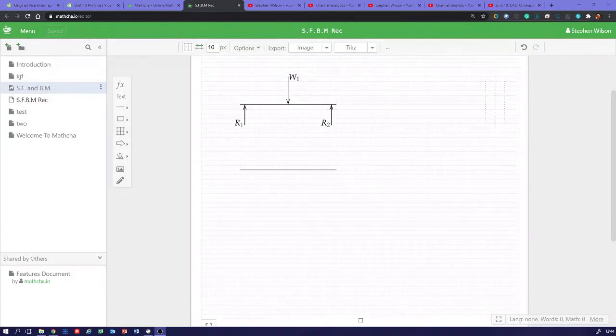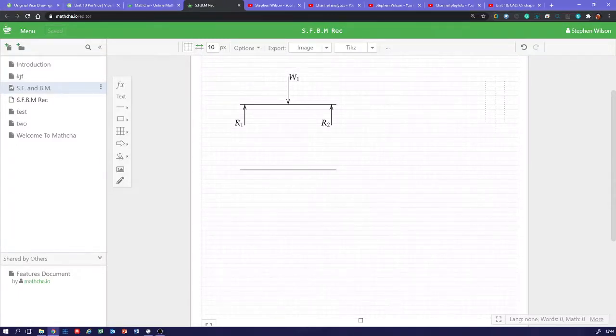Hello, good morning. We're just going to go through shear force and bending moment diagrams, a quick introduction, just to recap what we've gone over in class. Okay, so here we have a beam, two reaction forces, reaction force 1 and reaction force 2, and we've got a force here.